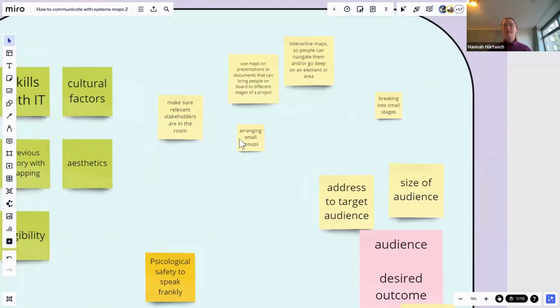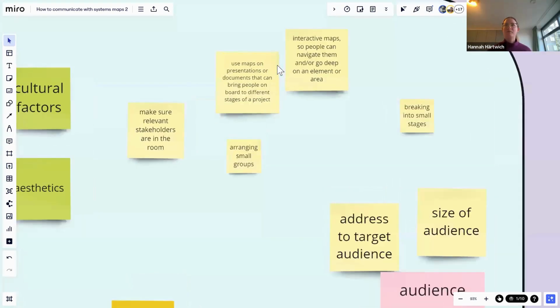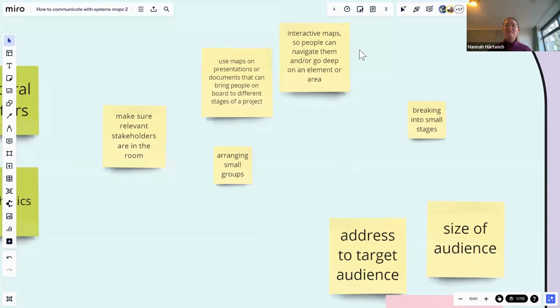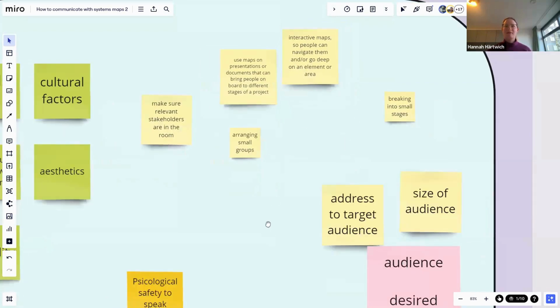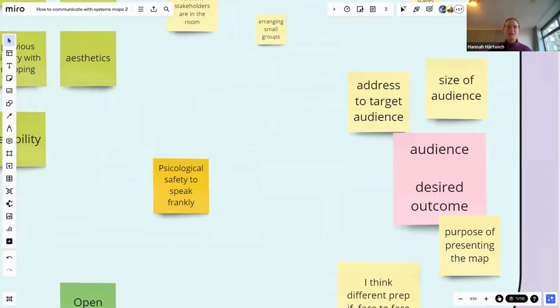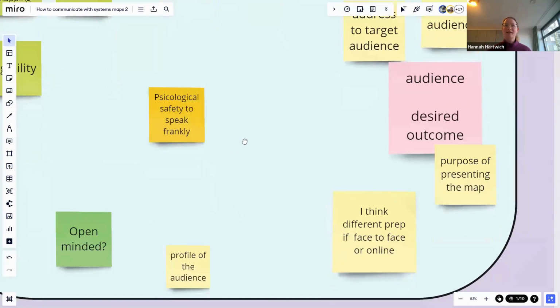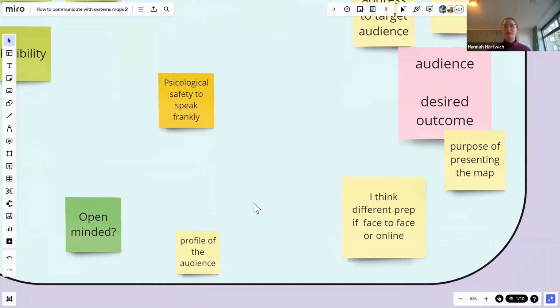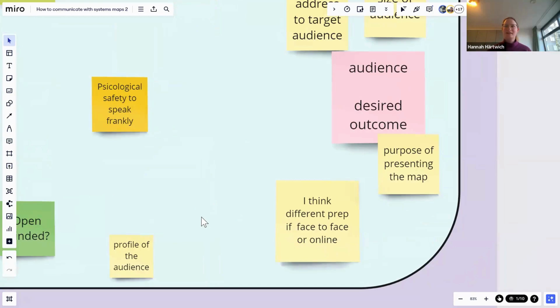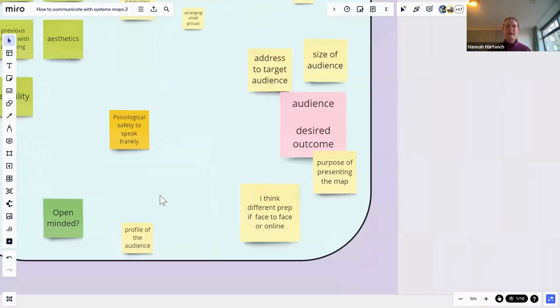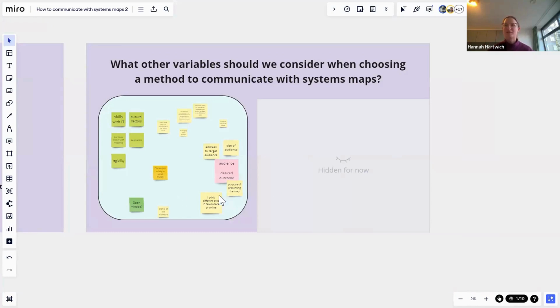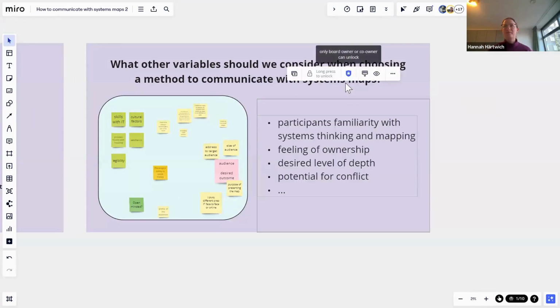Of course, thinking about the group size that we want to work with, thinking about who are the relevant stakeholders we want to have in the room. If we can make interactive maps, making sure that we have enough psychological safety for people to speak frankly. The general profile of the audience, and how do we need to prepare ourselves and maybe also prepare the people that we will be working with.